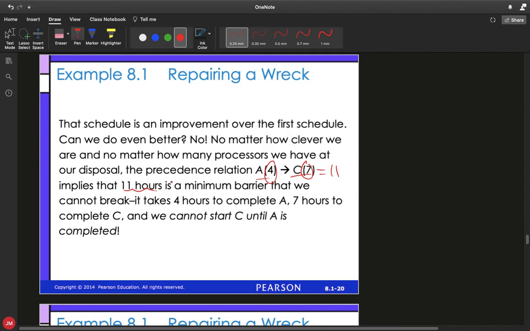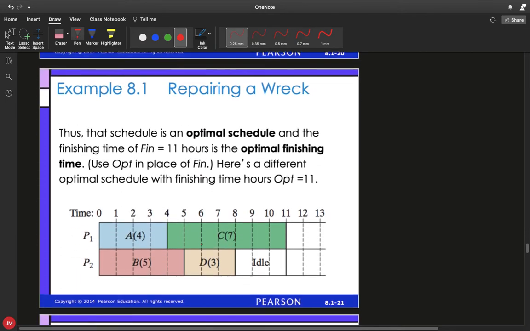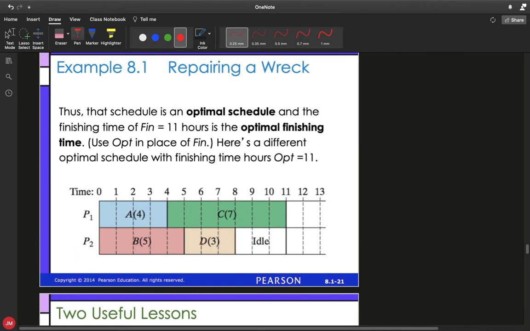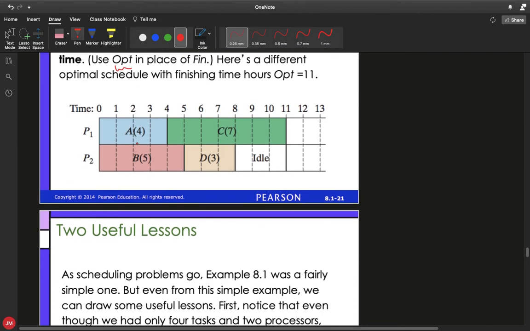No matter what you do, you have to have 11 hours because A has to work, then C can work, and so that's going to be the minimum amount of time that we need in order to complete the job. So obviously that was an optimal schedule. Here is another optimal schedule that you could use instead, and this is, again, with a finish time of 11 hours. When we have the optimal schedules, we will sometimes use OPT in place of FIN to indicate that it's the optimal finishing time as opposed to just any old finishing time.